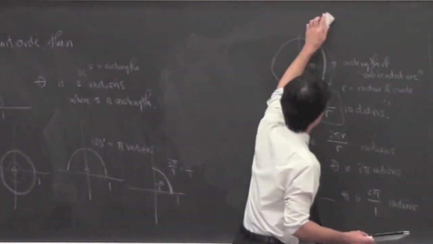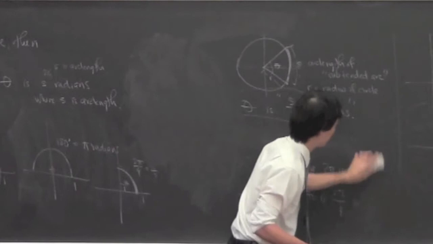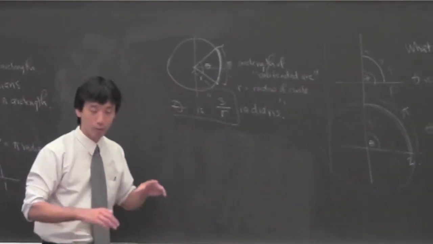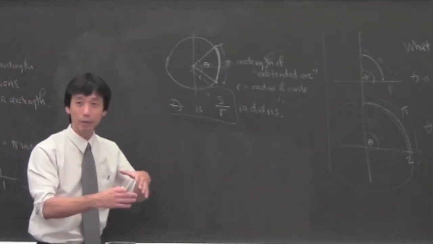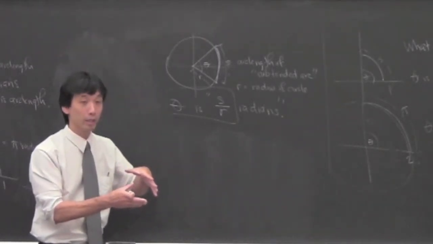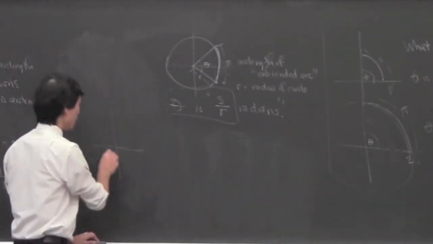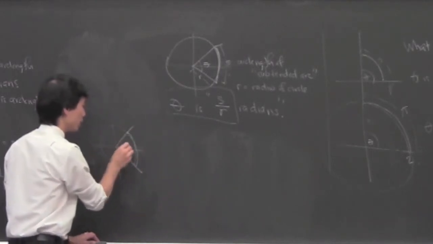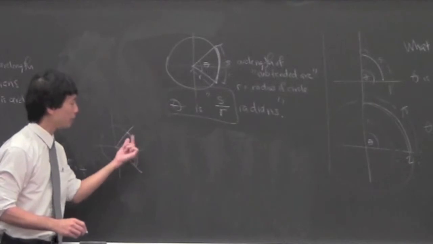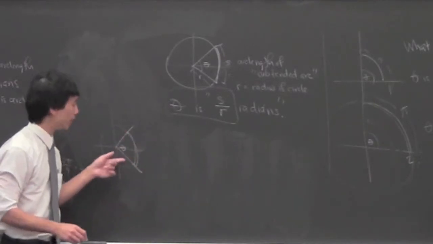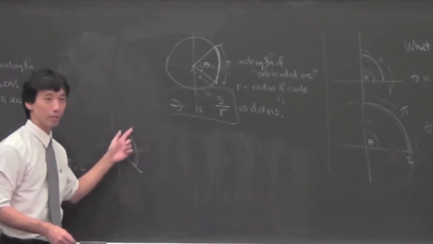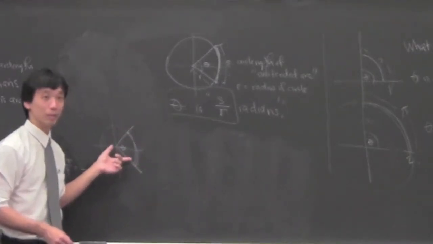Okay. So what does radians mean? Radians means the length of the arc captured by the angle divided by the radius. Or, on a unit circle, just the length of the arc, because the radius is 1.